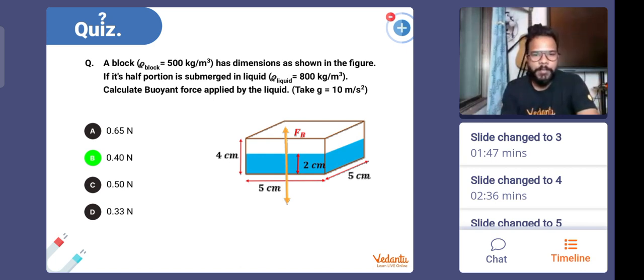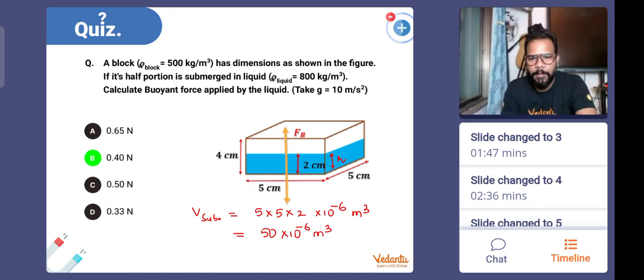Okay, so guys, the correct answer is option B, and it's very simple. The only part that you needed to calculate properly was the volume submerged. So volume submerged is basically 5 into 5 into 2. Only this much height will be taken into account, the amount which is submerged. So this comes out to be 25 into 2, and you'll have to multiply by 10 to the power minus 6 to make it meter cube. So 25 into 2 is 50 into 10 to the power minus 6 meter cube.